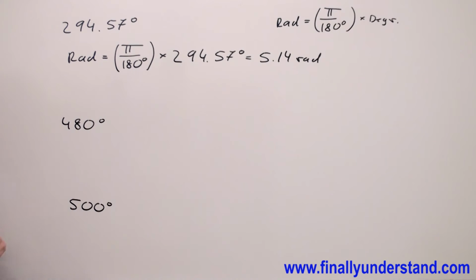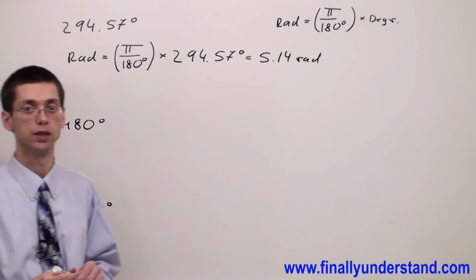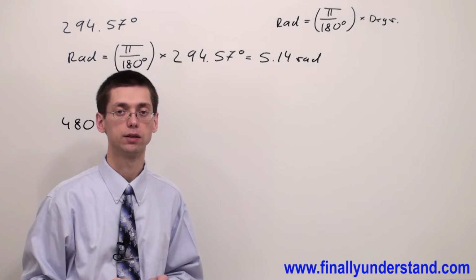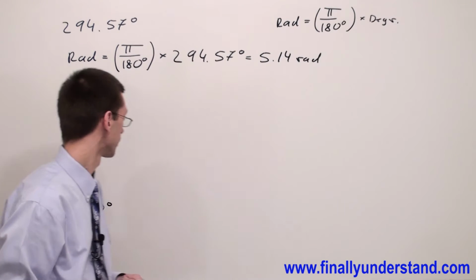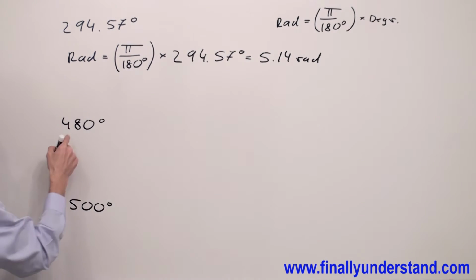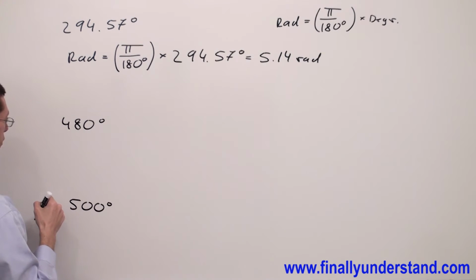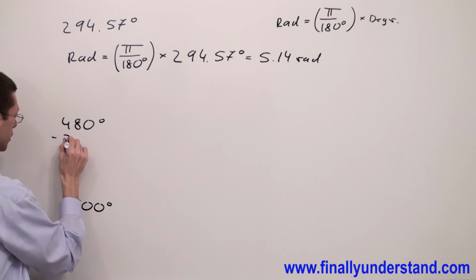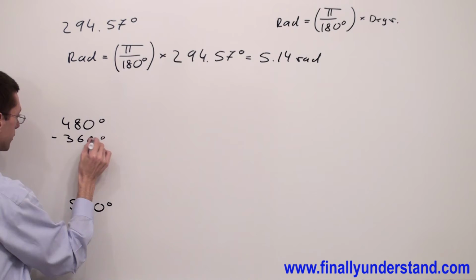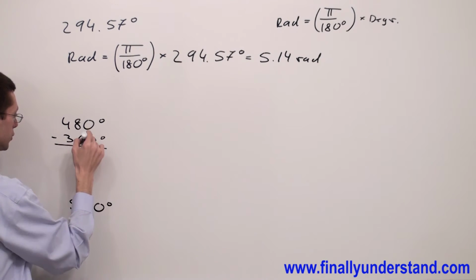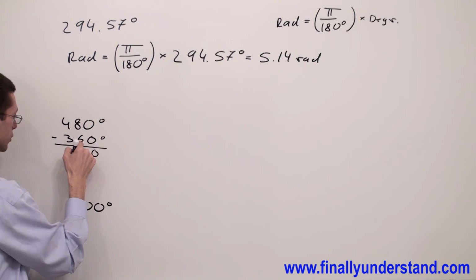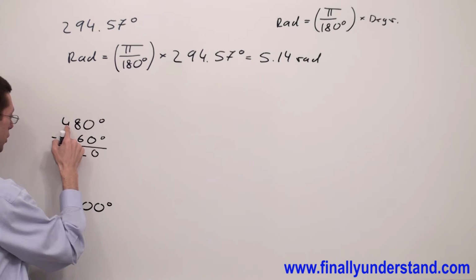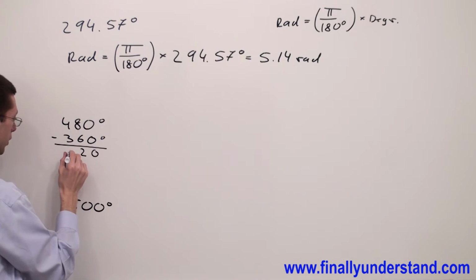Let's take a look at this example. Anytime you have an angle greater than 360 degrees, it means that you went over one revolution. So in order to simplify this problem a little bit, I'm going to subtract 360 from 480. 0 minus 0 is 0. 8 minus 6 is 2. And 4 minus 3 is equal to 1.